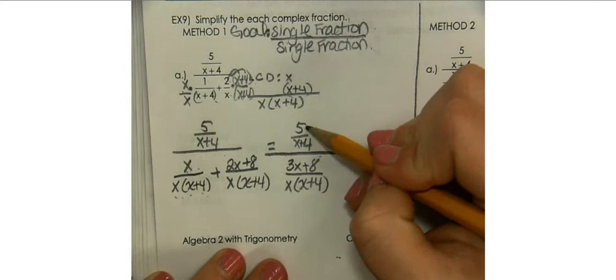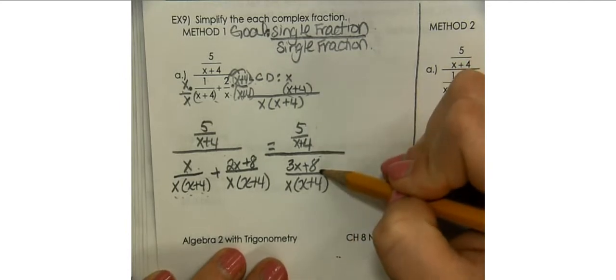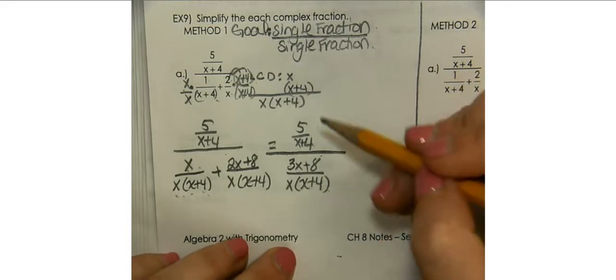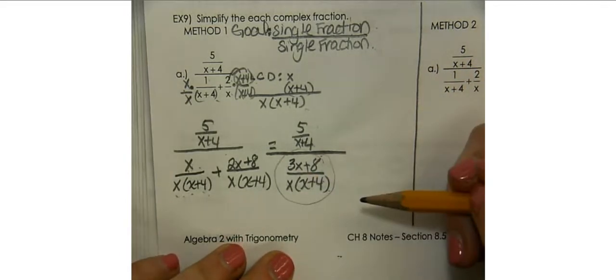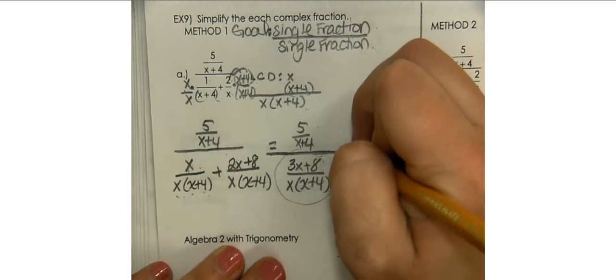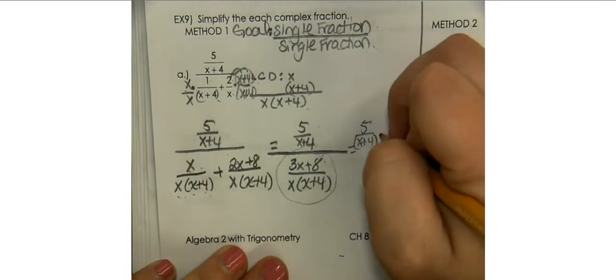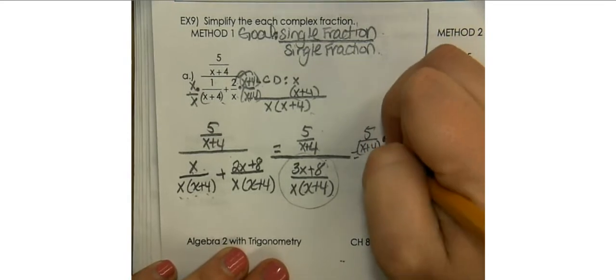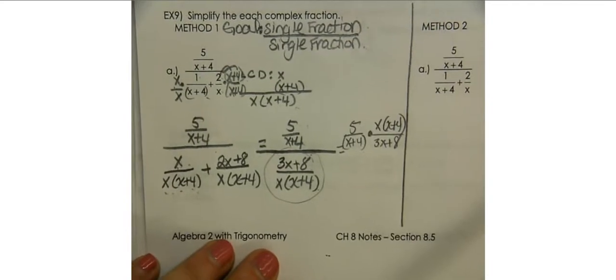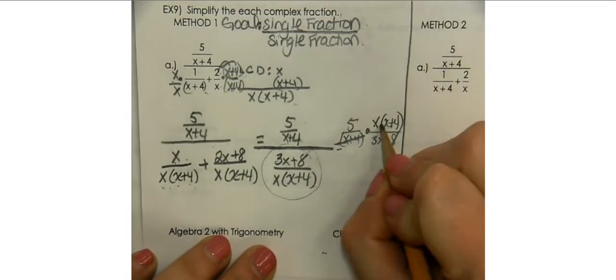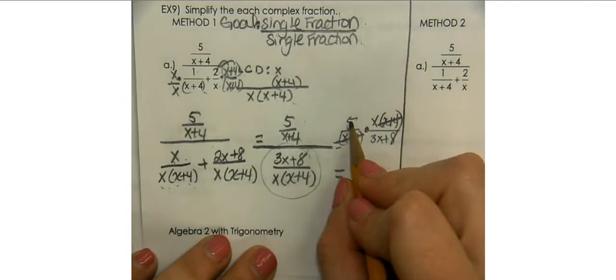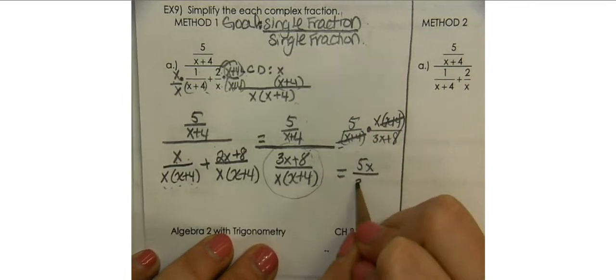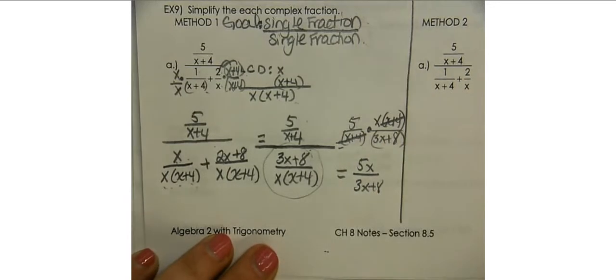So now I have 5 over x plus 4 divided by 3x plus 8 over x times x plus 4. Whenever you divide fractions, we always multiply by the reciprocal of the second fraction. So that means that I'm going to end up with 5 over x plus 4, and I'm going to put that into parentheses, times the reciprocal, which is x times x plus 4, all over 3x plus 8. Anything that's the same on the top and the bottom, we eliminate, so the x plus 4s will go away, and our answer is going to be 5 times x in the numerator and 3x plus 8 in the denominator. And that is our answer.